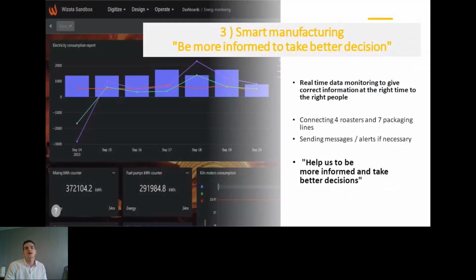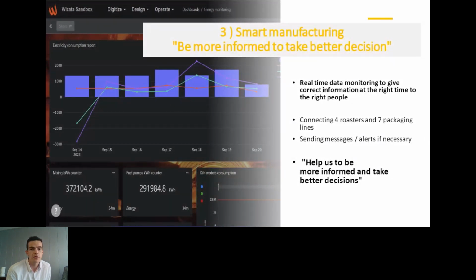The third one is smart manufacturing. So, be more informed to take better decisions. We are a family company. We had good know-how, but we had lots of data from our machinery that we were not exploiting enough. And with Wizata, we are able to get much more data than we had before.